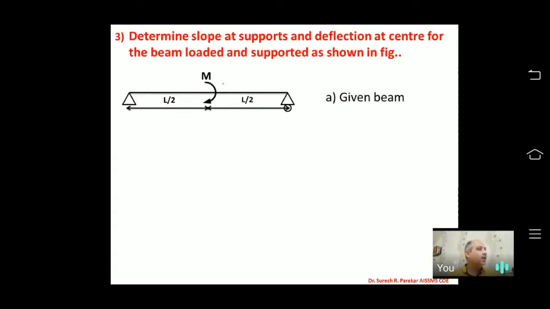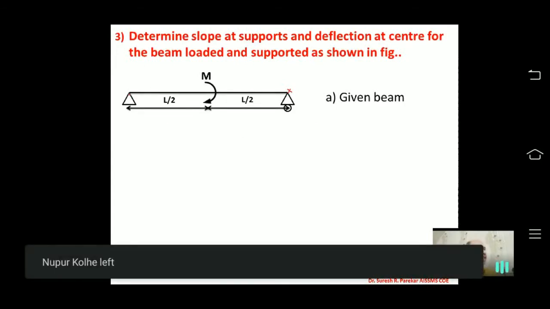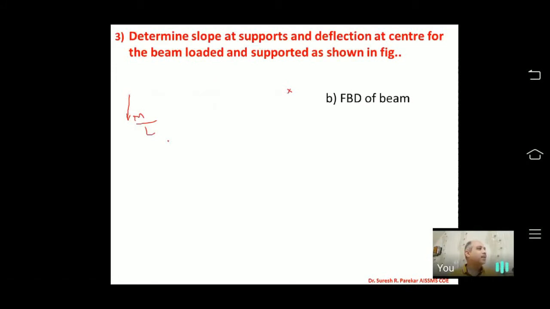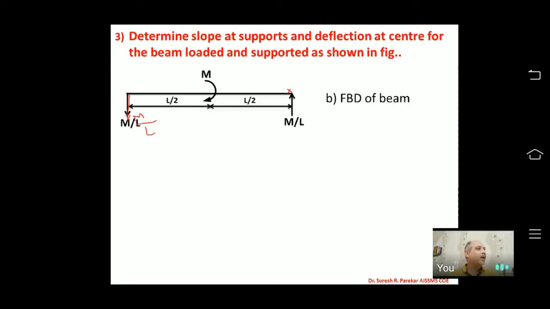Now the couple is clockwise. If I take moment about this support, this is clockwise, so I know the reaction developed at this end should be downward. And then what will be the value? If I take moment about this, my reaction will be M by L. Now you can see the FBD, I will plot it. So I have this FBD and that is M by L downward. So summation Fy is 0, if it is downward, then this should be upward. Now I will plot the bending moment diagram.